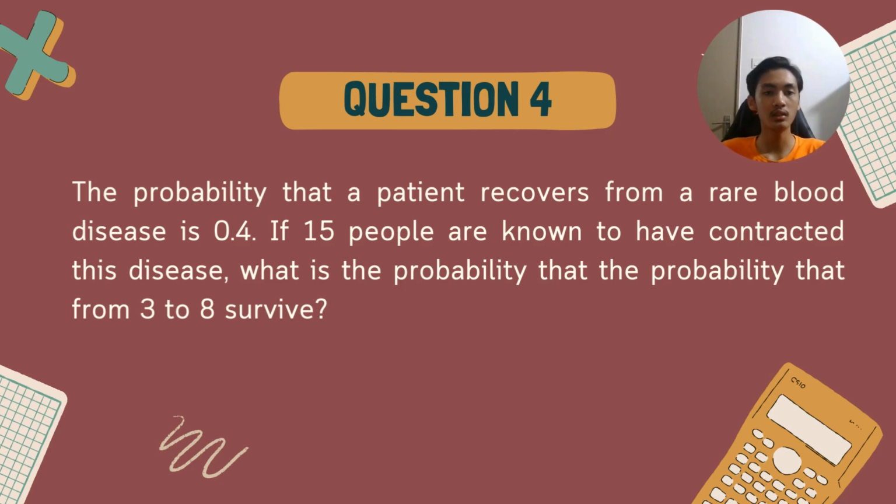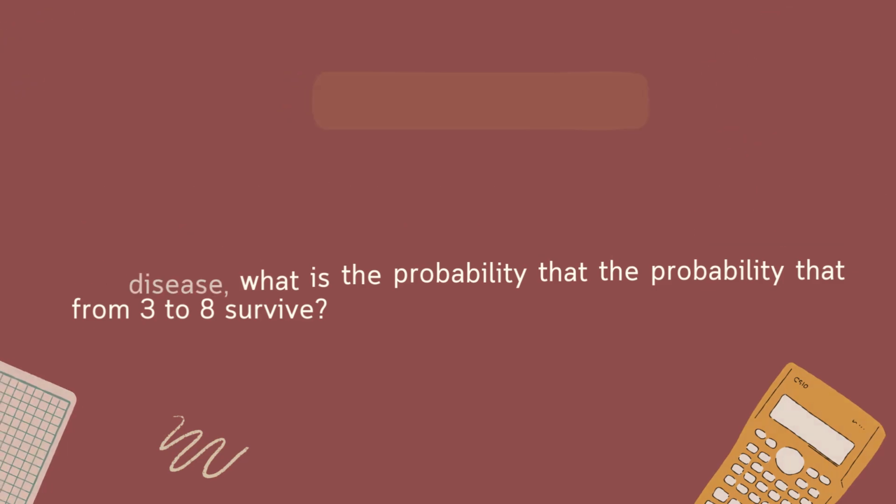So the question is, the probability that a patient recovers from a rare blood disease is 0.4. If 15 people are known to have contracted this disease, what is the probability that from 3 to 8 survive? So we have 15 patients and the chance of each one recovering is 40% or 0.4. So we want to find the probability that between 3 and 8 of these patients will survive.